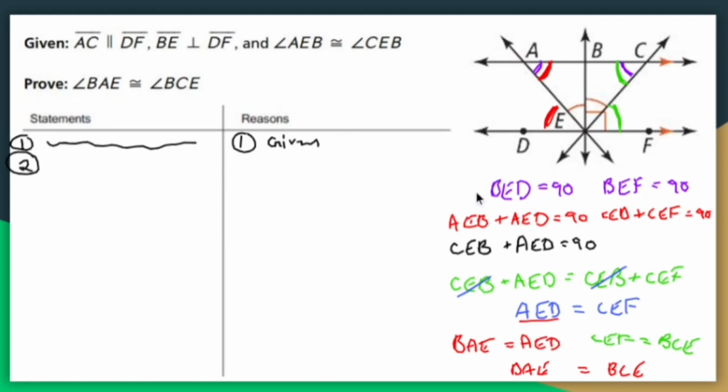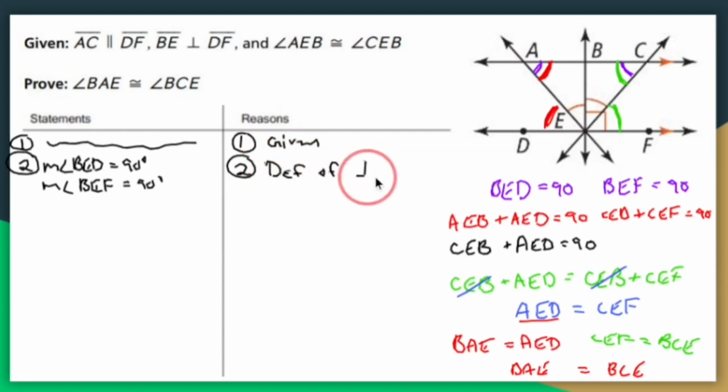All right, the measure of angle BED, now I have to bring back my symbols to be appropriate. The measure of angle BED is 90 degrees. And the measure of angle BEF is 90 degrees. I'm going to regret putting that in 2 lines. I'm going to run out of room. The reason for that is the definition of perpendicular angles.